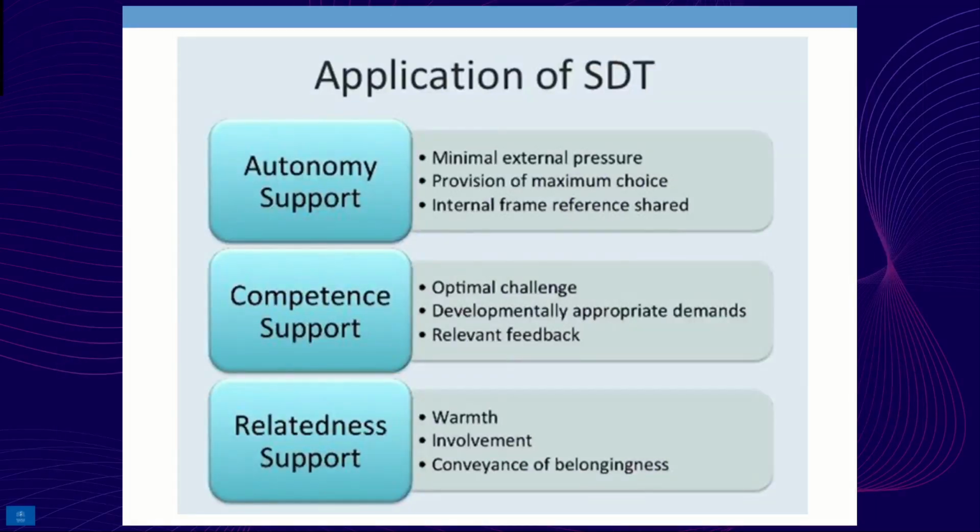Autonomy support is about minimal external pressure. It's about provision of maximum choice and internal frame of reference shared. Competence support: optimal challenge, developmentally appropriate demands, relevant feedback. Relatedness support: warmth, involvement, conveyance of belongingness.